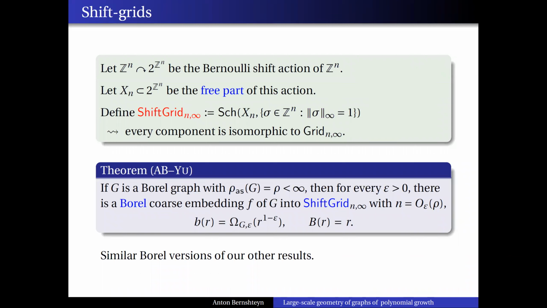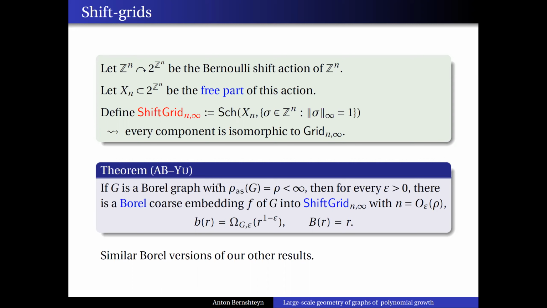Any questions about this stuff? I have one question. Yeah. Sorry. So what distinguishes the shift grid from just, if I take uncountably many disjoint copies of the grid and say the distance between different components is infinity?